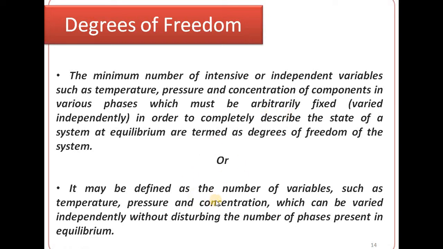In the same way, we can explain it as the number of variables such as temperature, pressure and concentration which can be varied independently without disturbing the number of phases present in equilibrium. So in summarized form, degrees of freedom is the minimum number of independent variables out of temperature, pressure and concentration which we can vary independently so that we can completely describe the given state of system at equilibrium. It will be more clear with the examples in the coming slides.